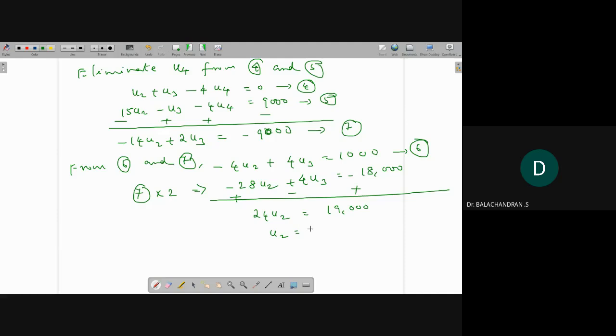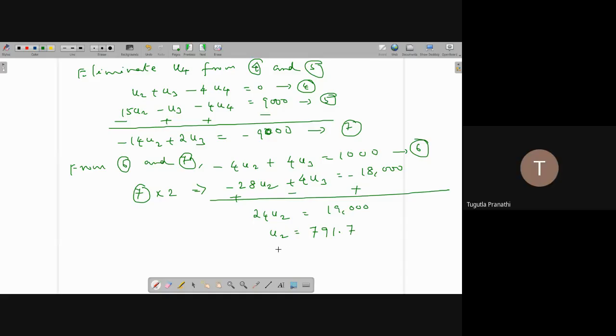791.666. Okay, 791.666. So that's why I'll write 7. Check. Okay, now the remaining values you should find out. U3 or u1 or u4, you can substitute, and now you can tell easily.